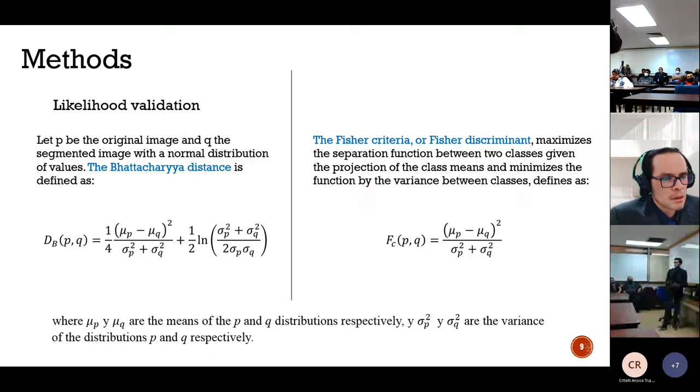We want to avoid handling segmentation by hand, because sometimes you have a database of more than 100 images, and it is a tedious and hard task for humans to segment at least 100 images. It's a lot of time. So the idea is to let the computer perform these segmentations, and then we compute the likelihood validation, with the Bhattacharyya distance and also the Fisher criteria, which we can observe in the equation. The Fisher criteria is part of the Bhattacharyya distance. The farther the coefficient we obtain is from zero, the better the likelihood, and we compare the original image versus the segmented image to compute the likelihood between both.